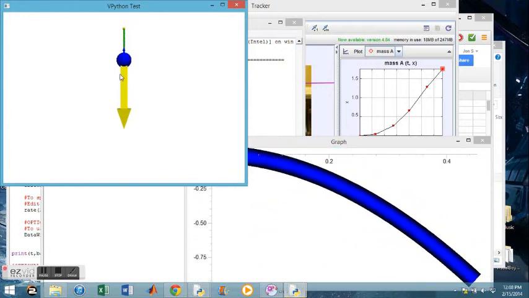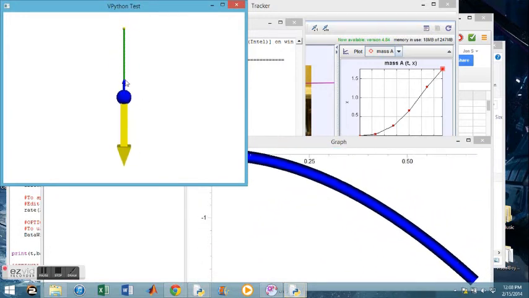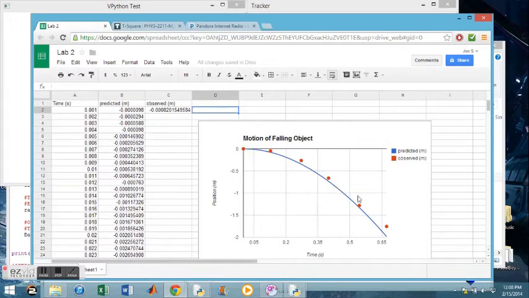Here we see that the weight force stays constant and the drag force increases as the ball's velocity increases, because the drag force is proportional to the square of the ball's velocity. I then used both of these data to make a graph over here of the observed versus predicted position.